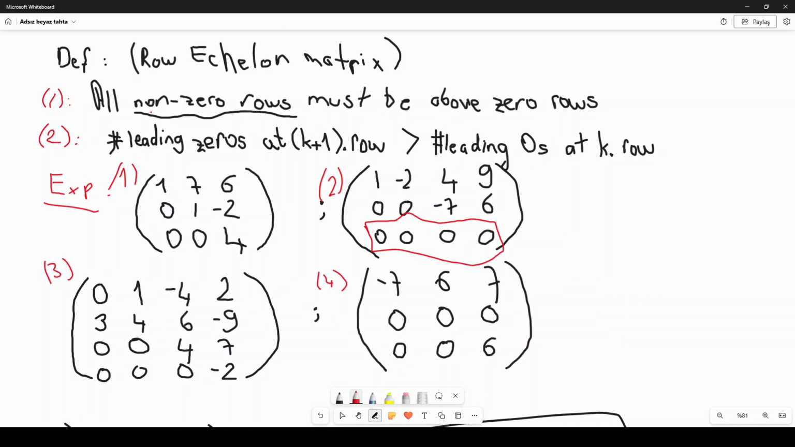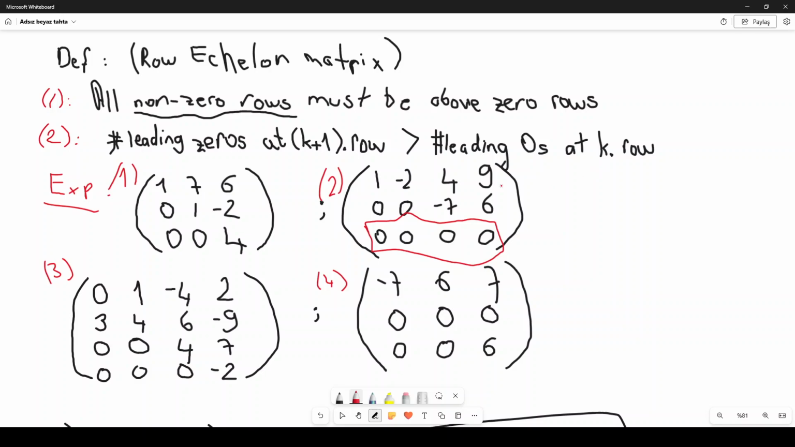The first property that must be satisfied is that all non-zero rows must be above 0 rows. In other words, if there is a 0 row, it must be below all the non-zero rows. This is another way to say the same thing. And the second property is this. I use the hash symbol to denote the number, the counting: the number of leading zeros at the k plus first row is strictly greater than the leading zeros at the kth row.